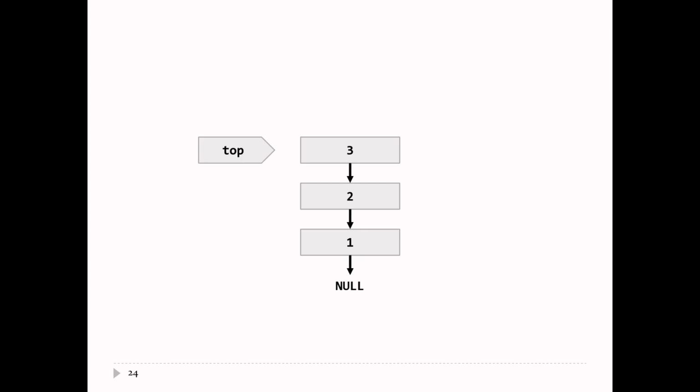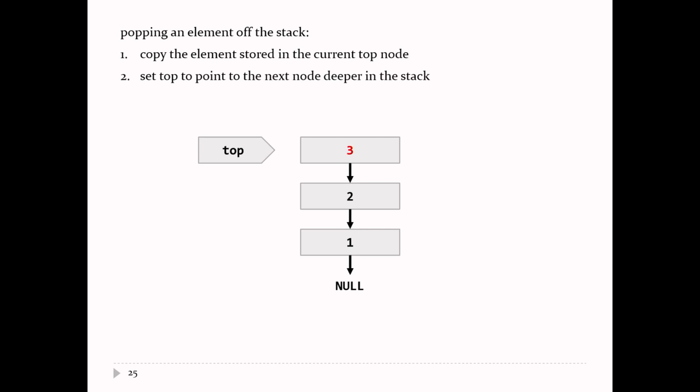To pop an element from the stack, in other words to remove that 3, I need to remember what the element in the node is, because I need to return that element. So I need to remember there's a 3 there. I want to move my top pointer so that it points at the next node. Top's a pointer to this node, and that node's link is a pointer to the next node, so I can just do top next and get to the next node.